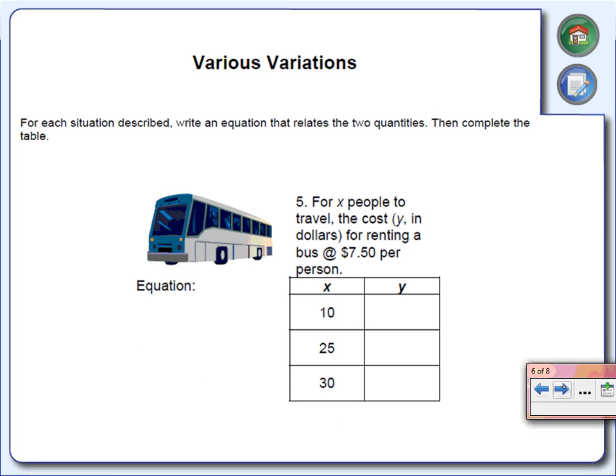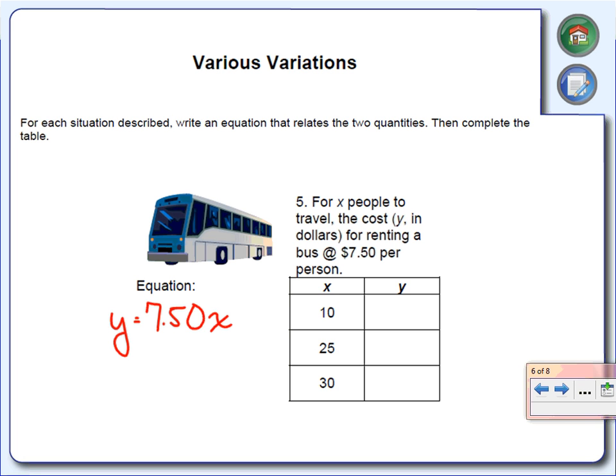All right, number 5. For x people to travel, the cost, and we're going to use y to represent the cost in dollars, for renting a bus is $7.50 per person. Again, we're trying to write an equation that represents this situation. So y represents the cost. How exactly do we find the cost? Well, they're telling us that $7.50 is what they're charging per person. And we don't know how many people are going, so we're using x to represent the number of people going. Therefore, we can have the equation y equals 7.50x. Again, 7.50 represents how much they're charging per person. x represents how many people go.